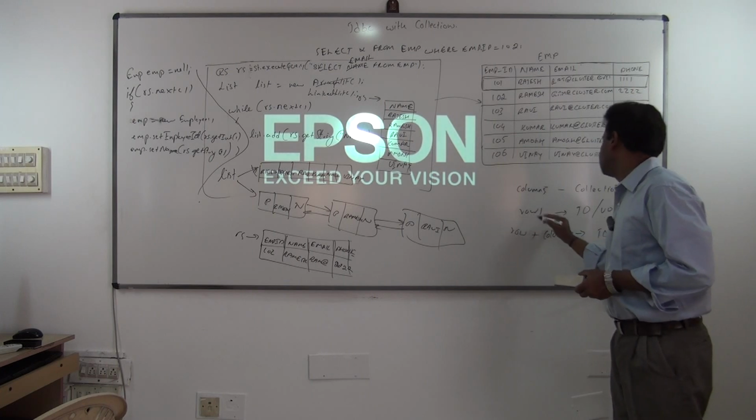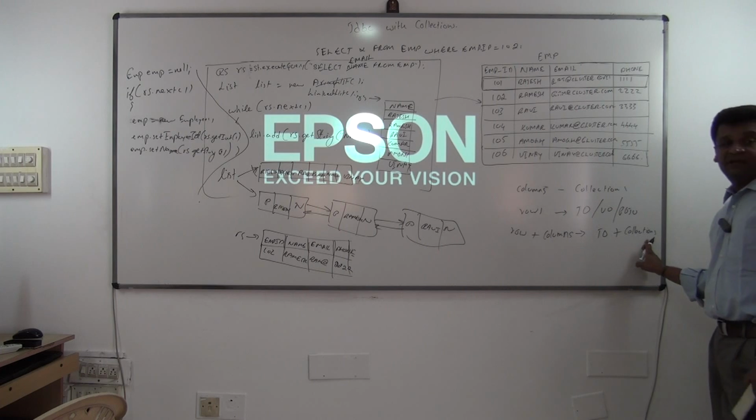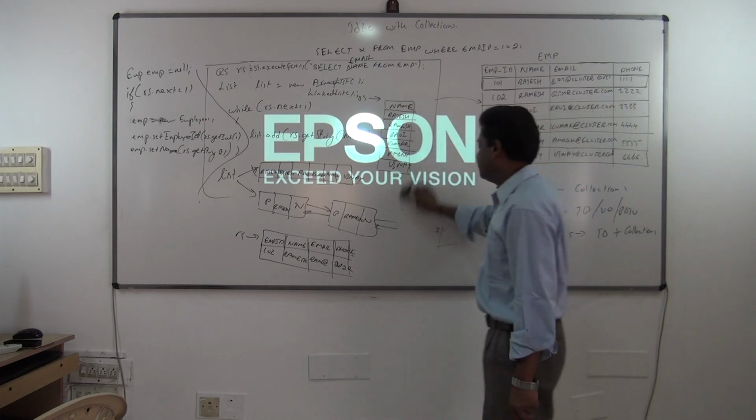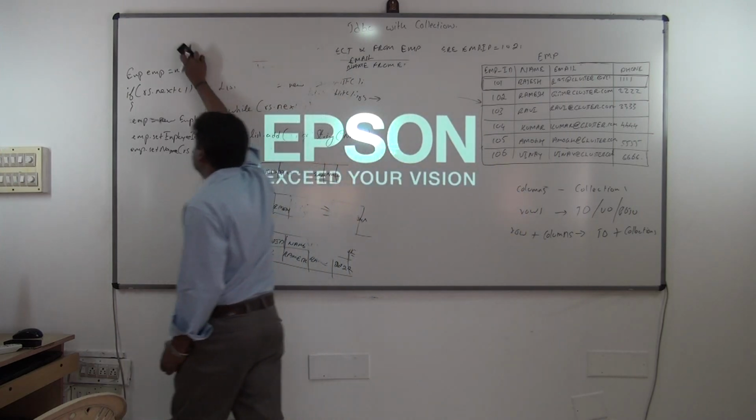This is rows. For rows, what will you be using? TO. For columns, what will you be using? Collection. Clearly I have written everything. I'll retain it for some time, then I'll clear that. Let's start coding now.